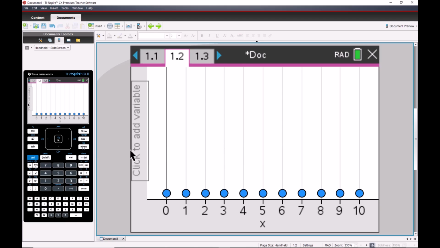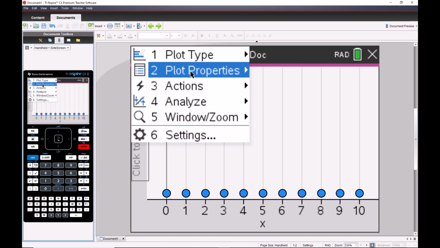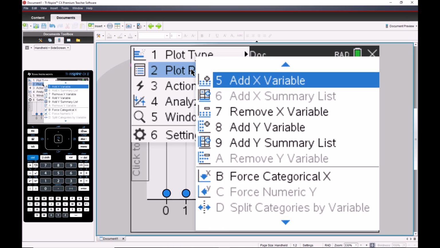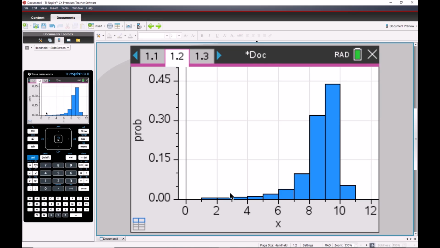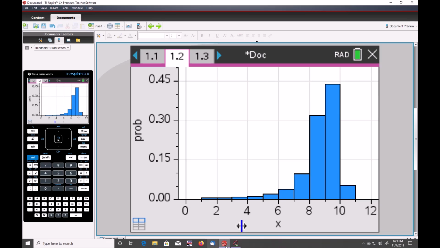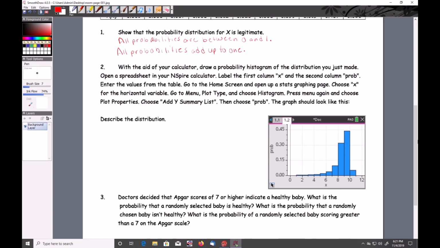What you want to do is go to Menu and Plot Properties, and we want this number 9, Add Y Summary List, and we want to add probability as that summary list. And there it is. Nice, beautiful histogram. It does a great job. The NSpire does. And looking at this thing, if I had to describe it, I would say, yep, this thing is skewed to the left. Just like this guy is skewed to the left.